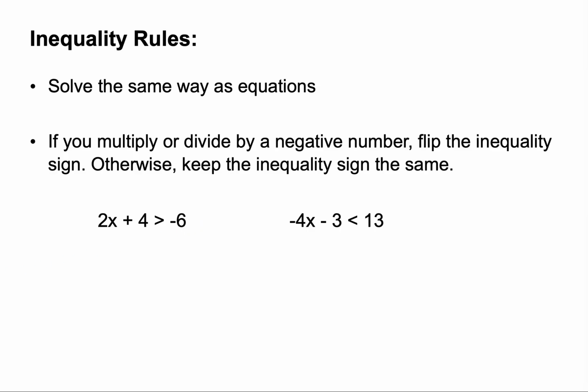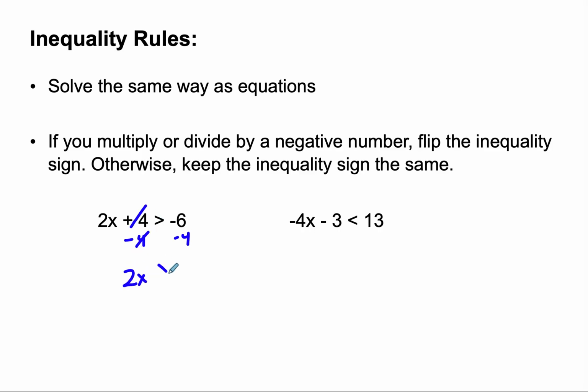Okay, so our inequality rules. We solve the same way as equations. If you multiply or divide by a negative number, flip the inequality sign. Otherwise, keep the inequality sign the same. All right, so for example here, if I have 2x plus 4 is greater than negative 6, I start by doing order of operations backwards. I get rid of that plus 4 first by subtracting 4.